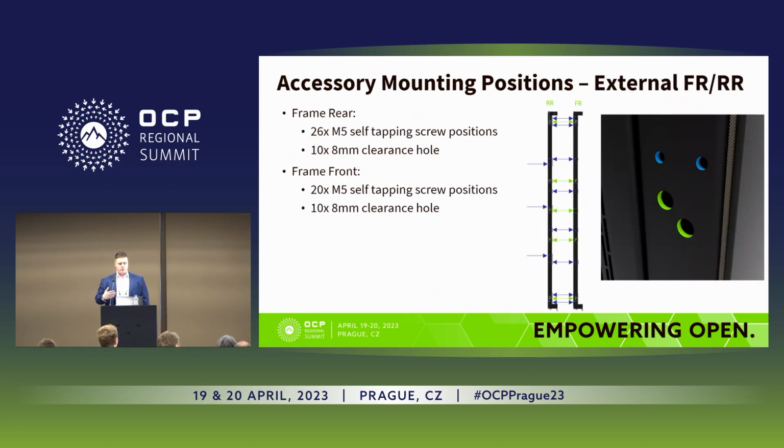There's also a requirement for accessory mounting positions, front and rear. We've got about 26 mounting points at the rear of the frame. These are holes sized for M5 self-tapping screws or an M5 thread. Beside that, you've got 8mm diameter clearance holes. And on the front, again, you've got 20 M5 positions and 10 8mm positions. As I said, this is used for mounting accessories: doors, extensions, cable management.